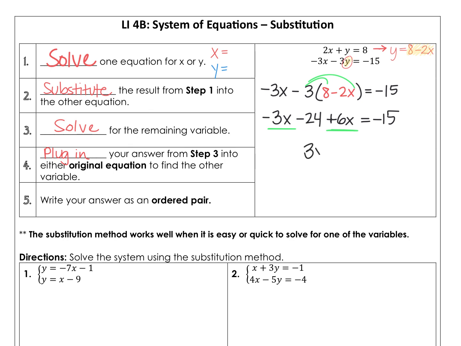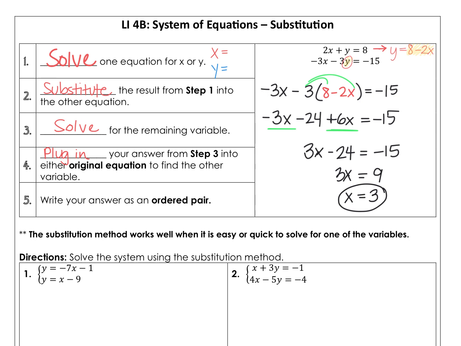So 3x minus 24. Okay. So we're going to add 24. You get 3x is equal to 9. What do y'all have for x? You divide by 3. You should get 3.